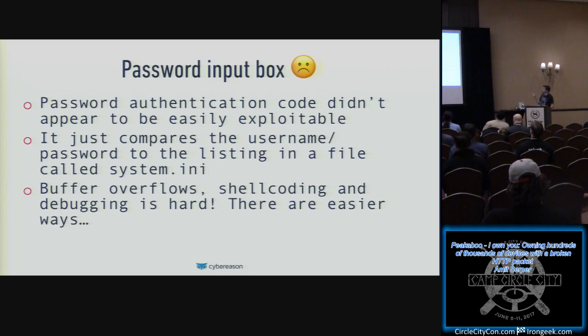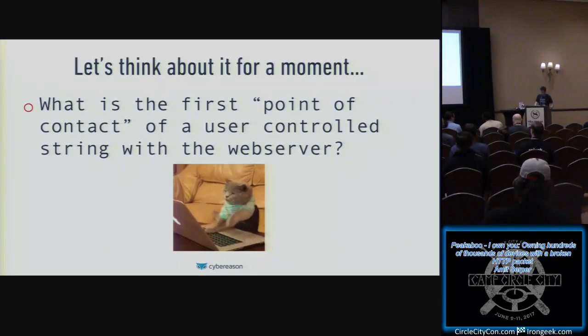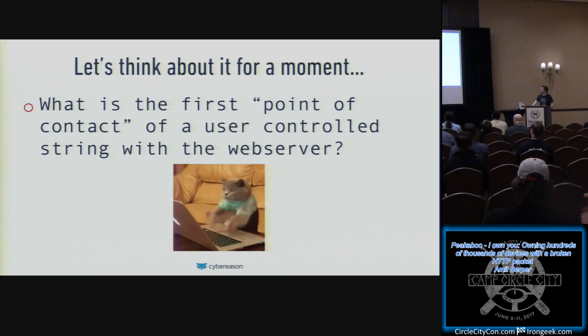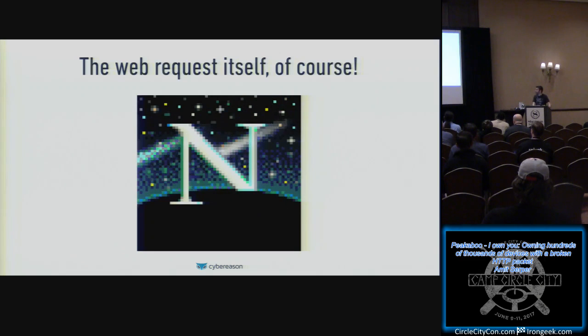We did find a buffer overflow in this thing. We could give it a really long username and it would crash. But buffer overflows and shellcoding and debugging are hard, and we don't want to work hard because it's a Saturday and we were lazy. At that moment we thought, now we have to start debugging things and seeing where the memory aligns, and nah, none of that. So let's think about it for a moment again. What is the first point of contact of user control strings with the web server? And this is the web request itself.